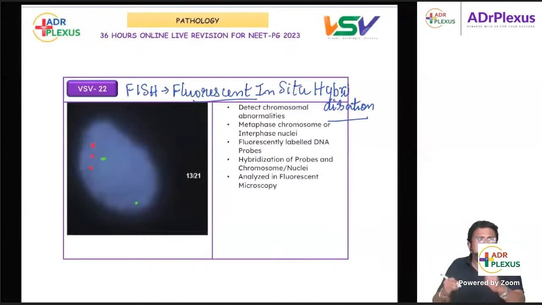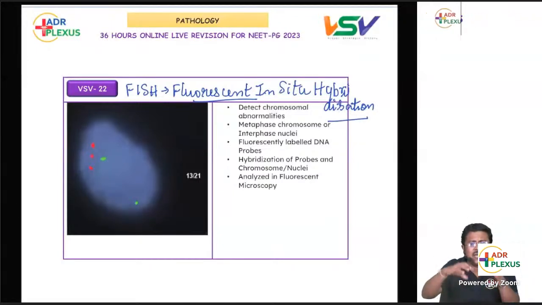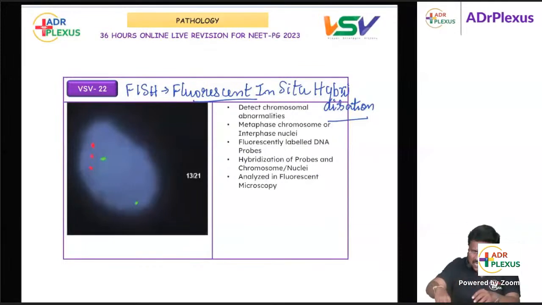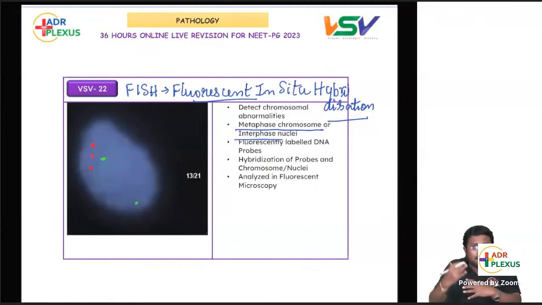So what is the function of this? Why are we using this fluorescent in situ hybridization? This test is used to detect chromosomal abnormalities. Usually the cell cycle will be arrested at metaphase chromosome. Usually it will be done at a metaphase chromosome or even at the interphase. Metaphase is commonly done.